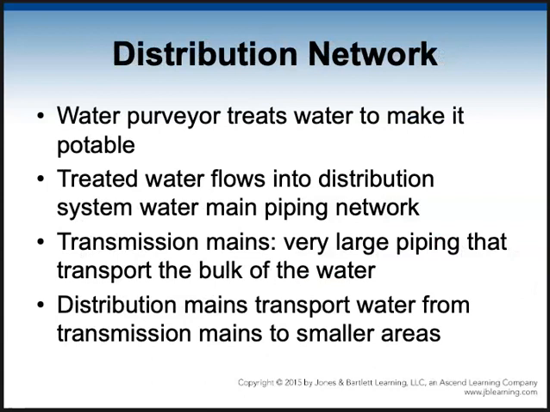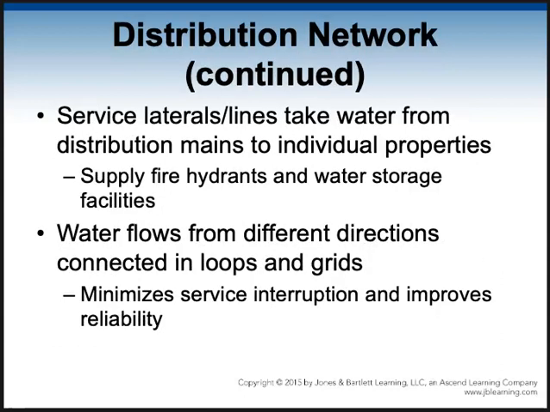Now, the water companies will always treat the water to make it potable. Potable means drinkable. Even though the water might be going to somewhere where it doesn't have to be drinkable, all the water in the community is going to be potable. So the treated water flows into these water mains, these big distribution or transmission mains, and so it goes from large to smaller into the distribution mains, and they go into those smaller areas. Then the service laterals take water from the distribution mains to the individual properties.